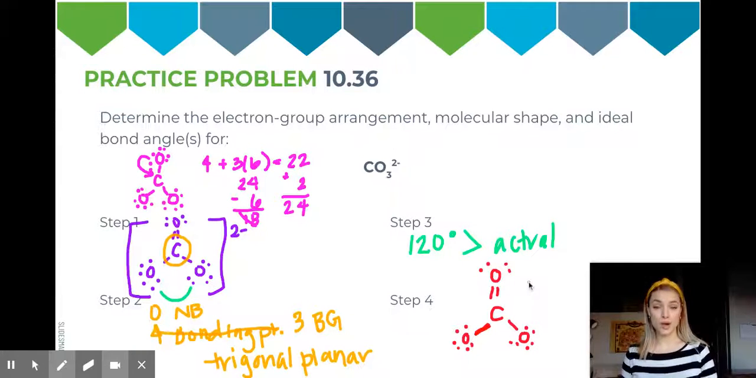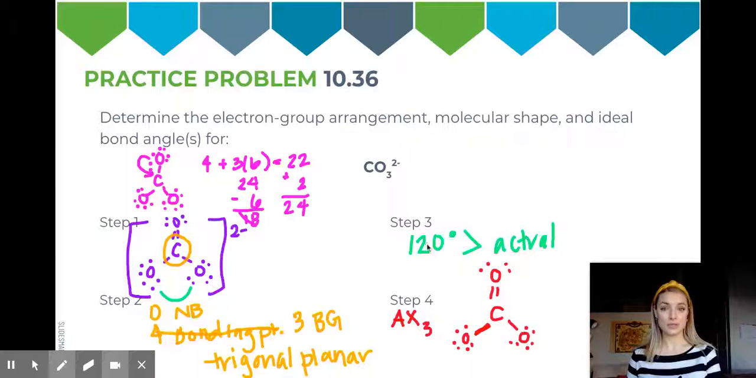And now that we have drawn our molecule with accurate shape, we can name it. We have 3 bonding pairs, or 3 electron groups around our central atom. So our central atom A, 3 bonding pairs means that this is going to be what molecular shape? It is going to be trigonal planar as well. All right, and there you have it. That is one example. We'll go through another one.